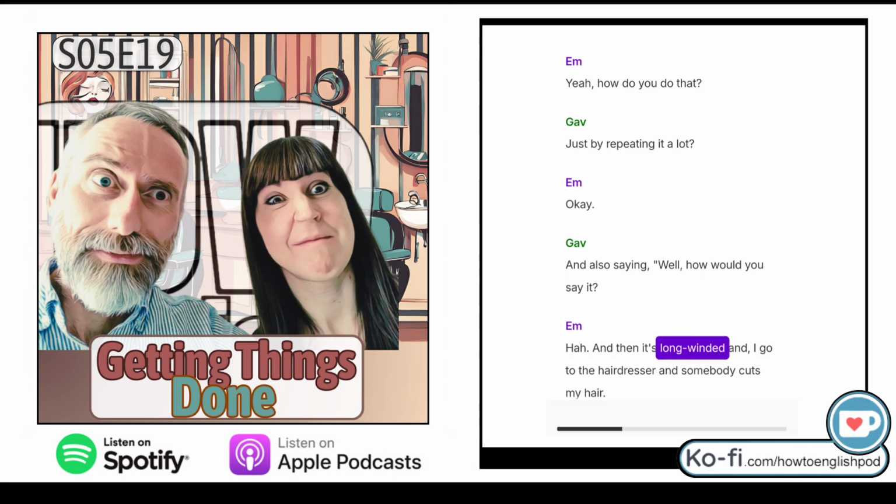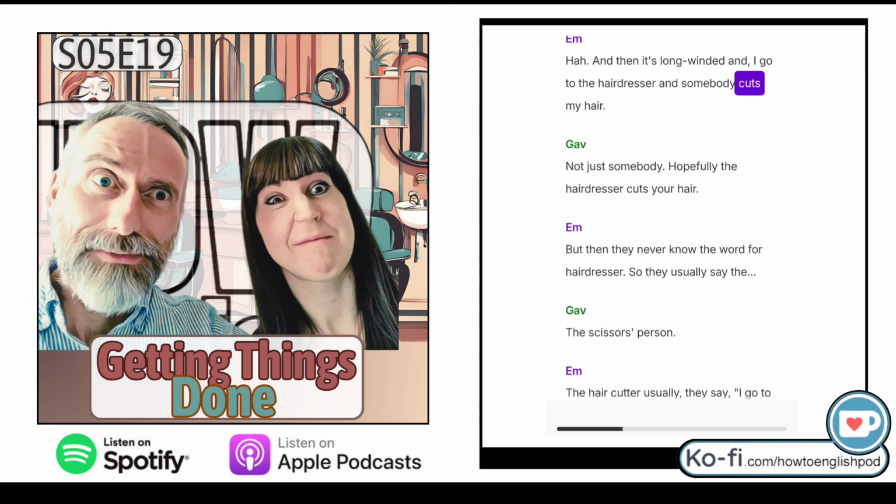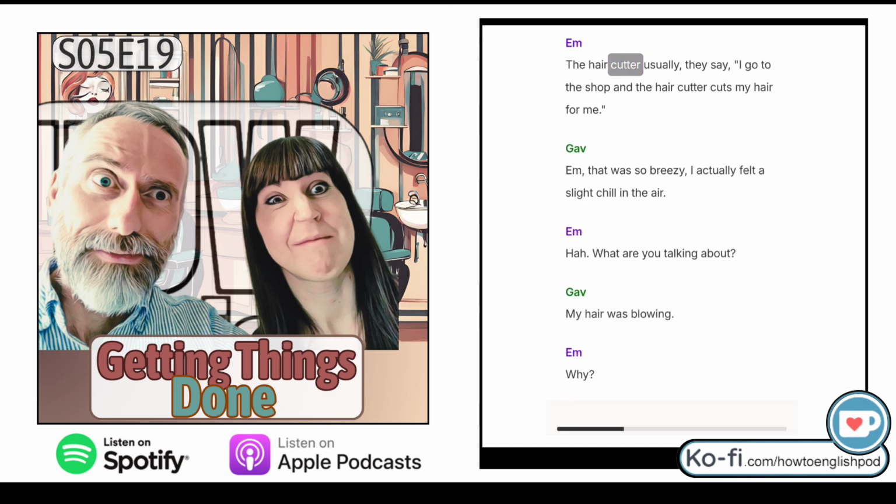And then it's long-winded and I go to the hairdresser and somebody cuts my hair. Not just somebody. Hopefully the hairdresser cuts your hair. But they never know the word for hairdresser, so they usually say the scissors person. The hair cutter, usually. They say, I go to the shop and the hair cutter cuts my hair for me.